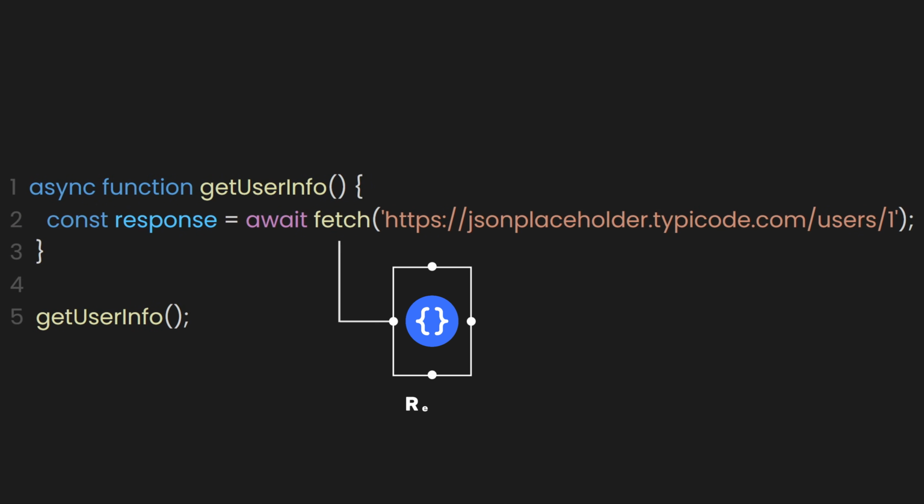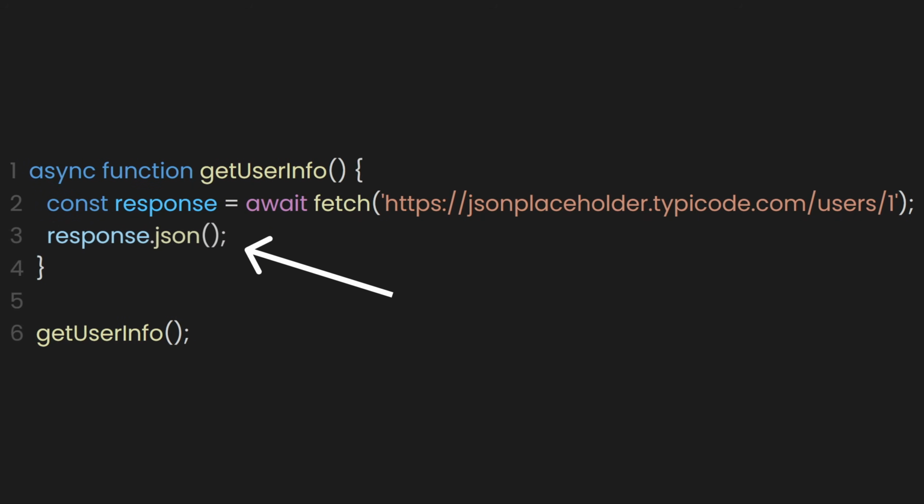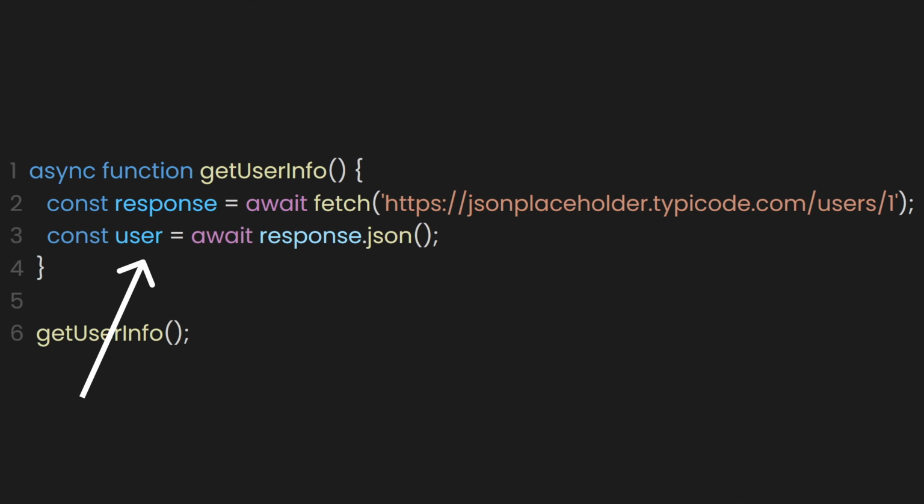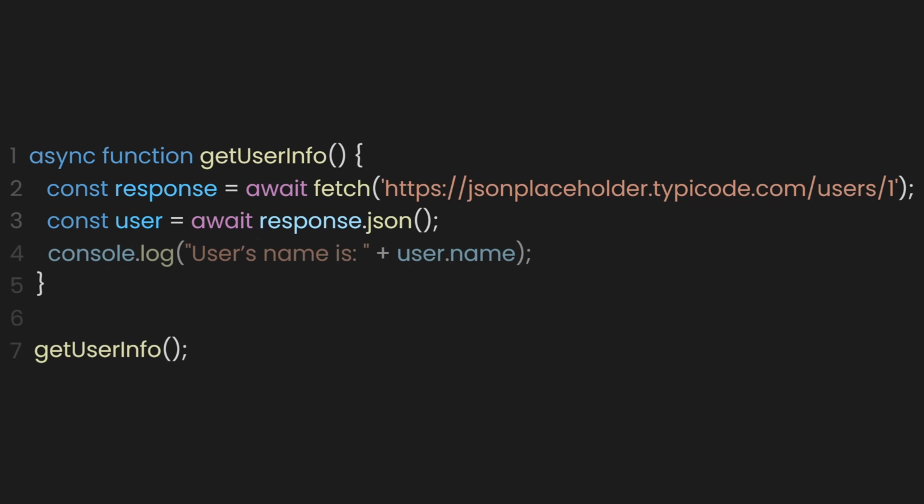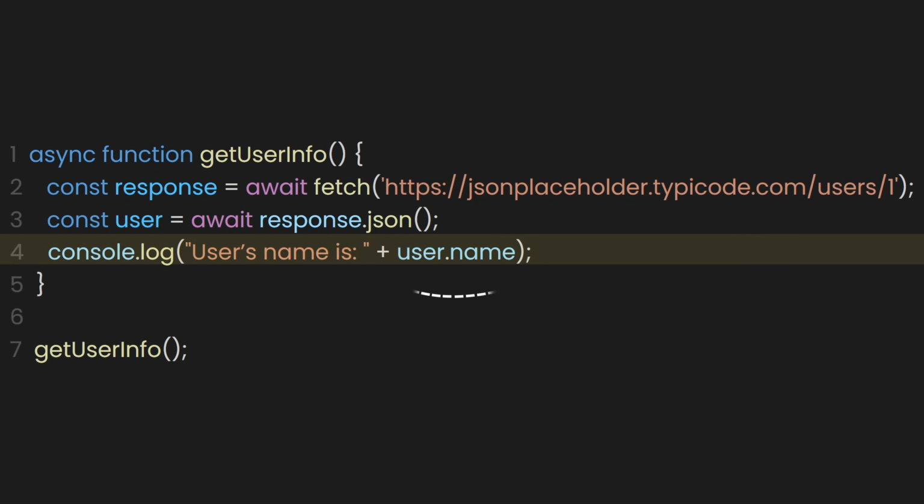But wait, fetch just gives us a response object, not the actual data yet. To get the user info, we need to turn it into JSON using the JSON function from JavaScript. That takes time too, so we use await again and store it in a constant called user. Now that we have the user data, let's print their name. The API gives us a name field, so we can use user.name.